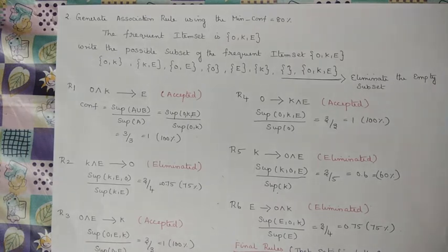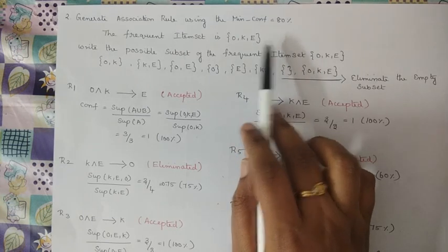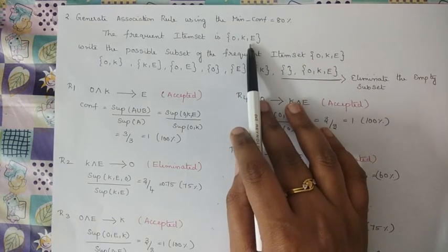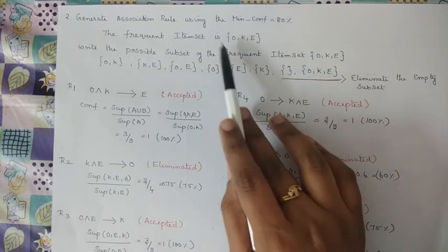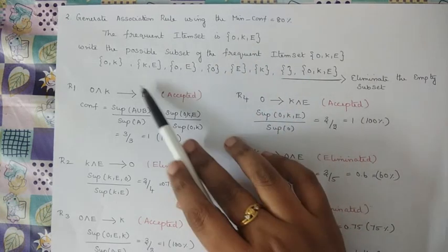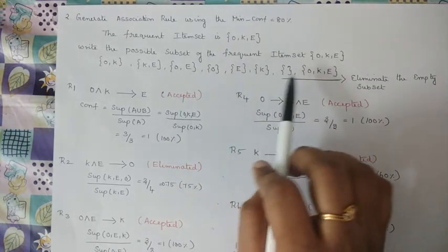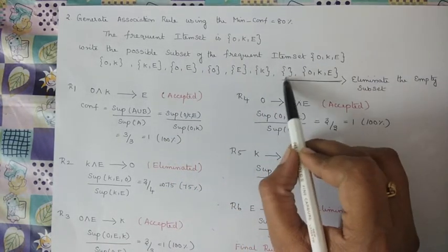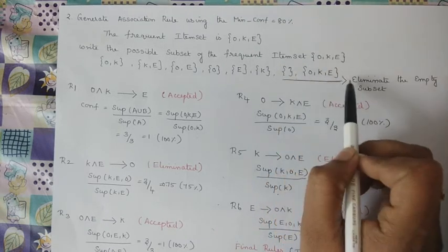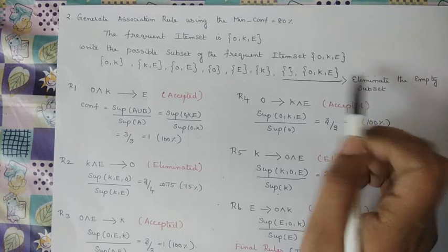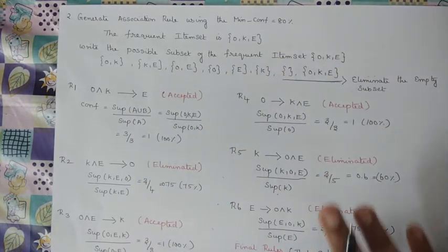The frequent item set we have generated is OKE. Once the frequent item set is generated, I am going to write all possible subsets of this item set. When I write it, you have 8 sets. In this, I am going to eliminate the empty set as well as the full set. I am going to consider these 6 sets for my rule generation.